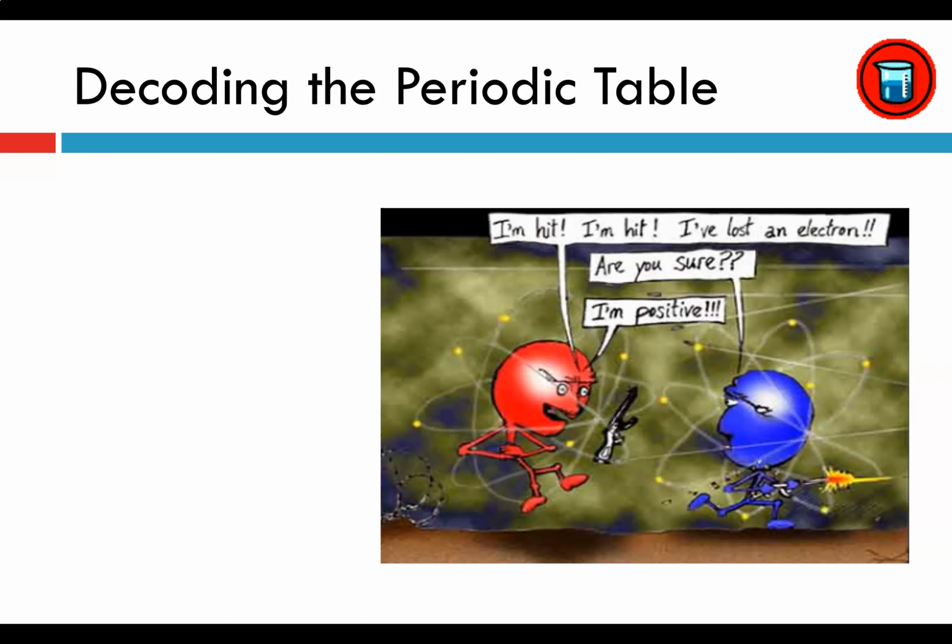Right. Let's talk a little bit about ions. So we've got this great cartoon. I'm hit, I've lost an electron, says the red atom. Are you sure? Asks the blue one. I'm positive.